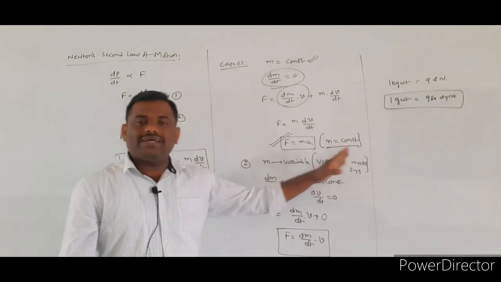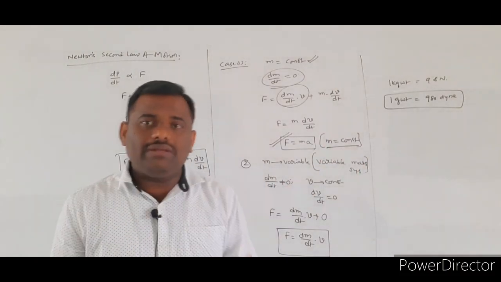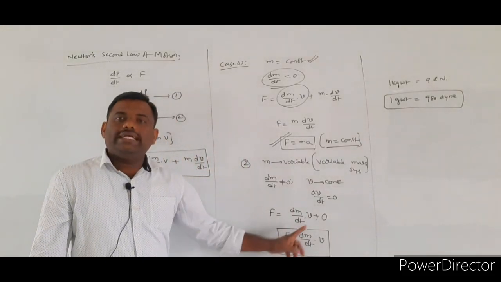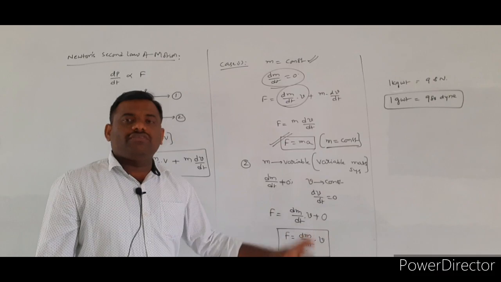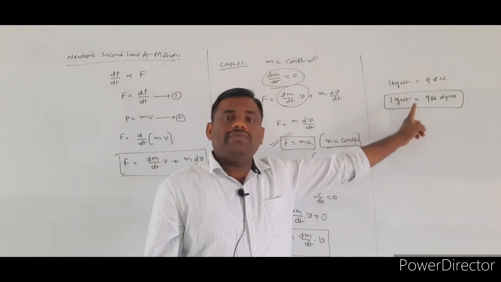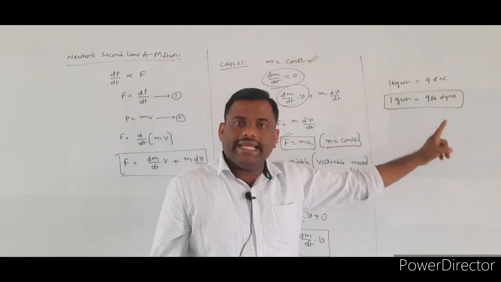Next, variable mass system. Variable mass system means mass will change, velocity will be constant. At that time we have to use the formula F is equal to dm by dt into V. It is the formula for the variable mass system. These are the conversions: 1 kg weight is equal to 9.8 Newton and 1 gram weight is equal to 980 dynes.